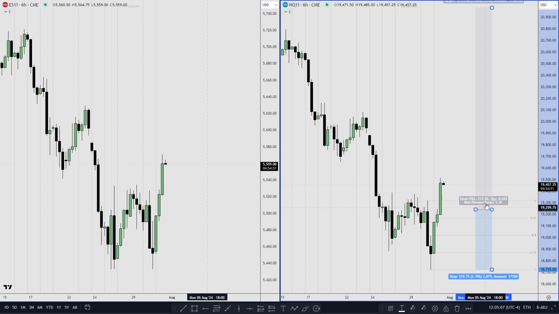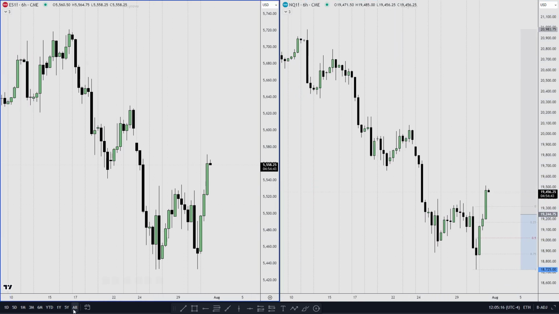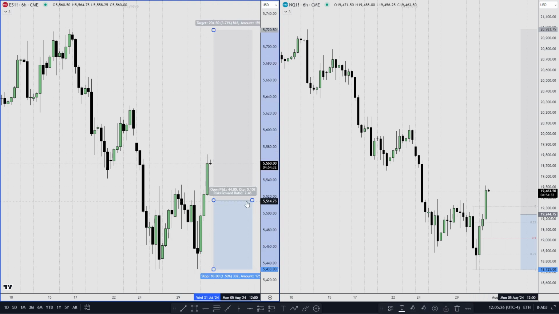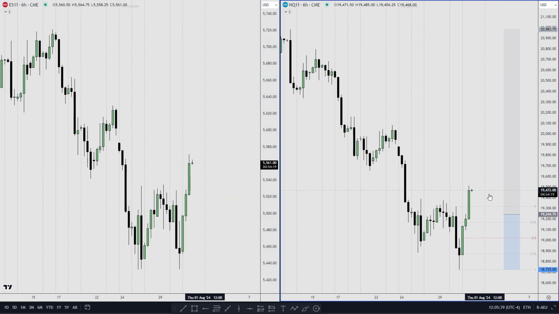Eventually I will get 3R-ish, 3R plus for NQ. For ES, it's not that much in terms of risk to reward, so I would much prefer to take the trade on NQ. Right here, as you can see, it's only about 2.5. Unless you're going to take, no, it's still 2.5, 2.6. So I would prefer to trade on NQ instead for this trade idea here.